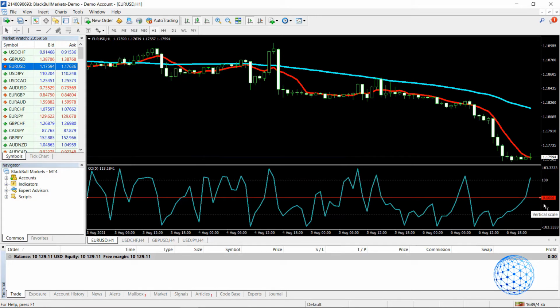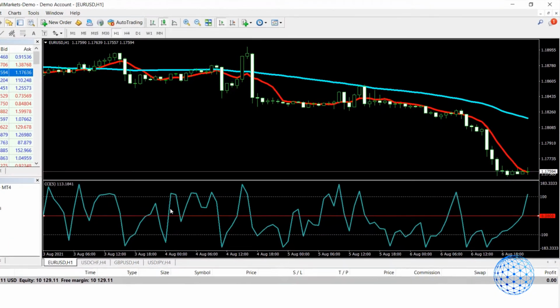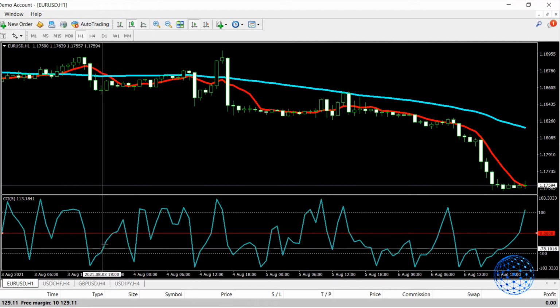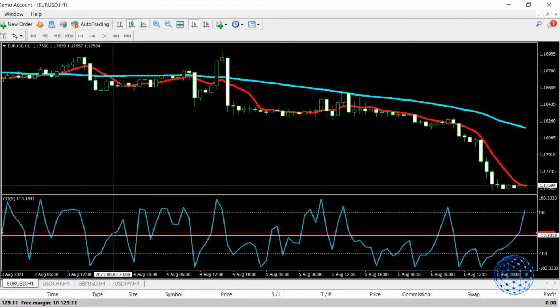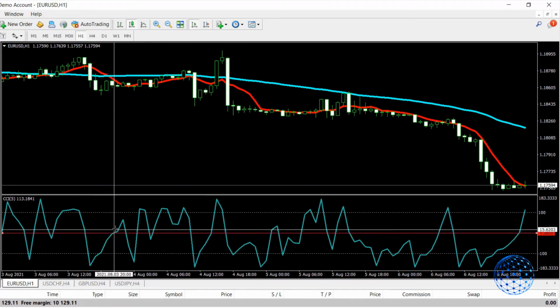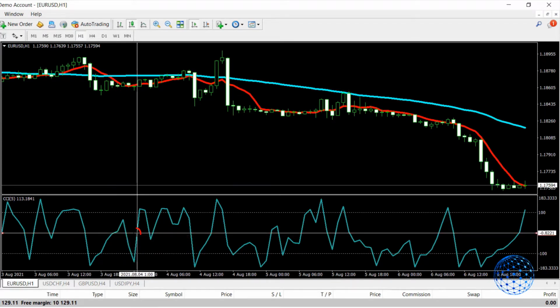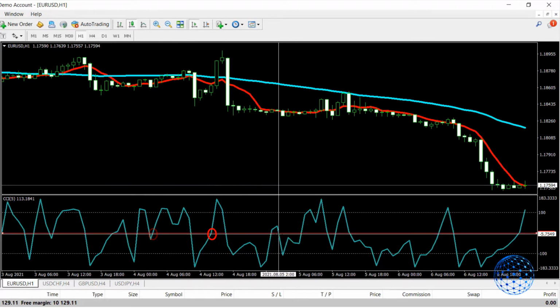Okay, so these are the indicators that we use for entry, and the signal comes whenever we have the CCI crossing the 0 line upwards. So we buy when the CCI crosses the 0 line upwards. So here is a signal, there is another one here, over here, and right here, and you can see many other signals out there.